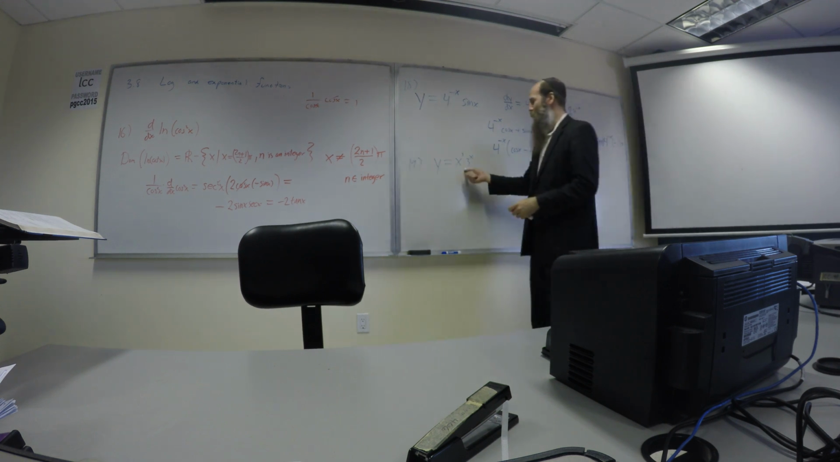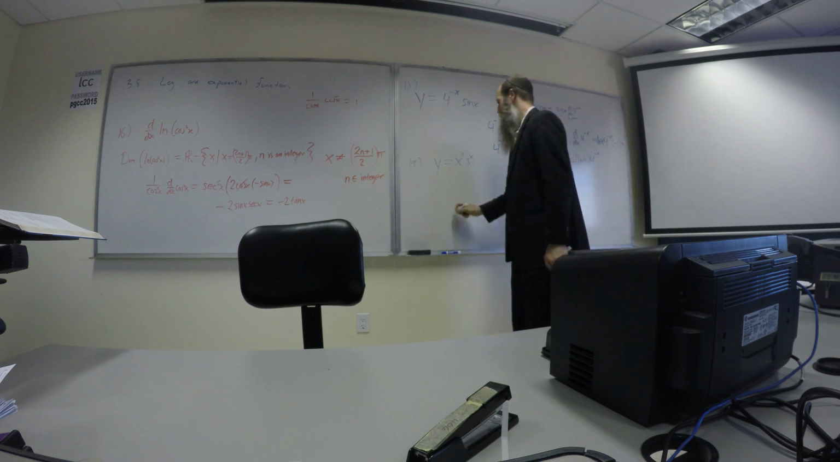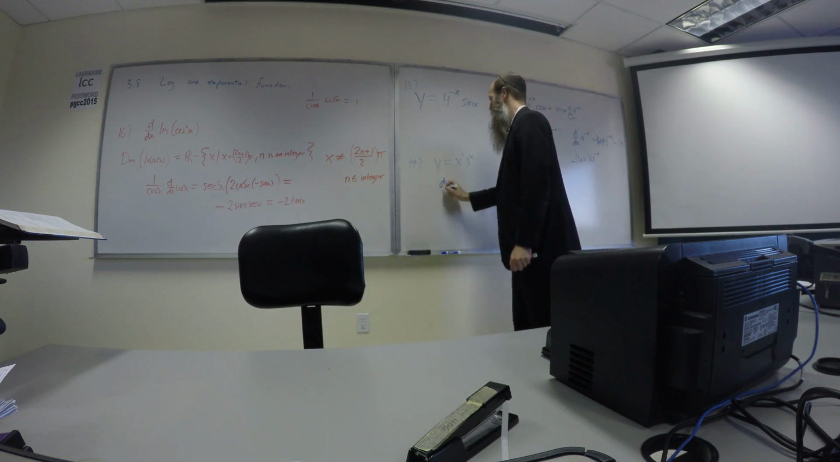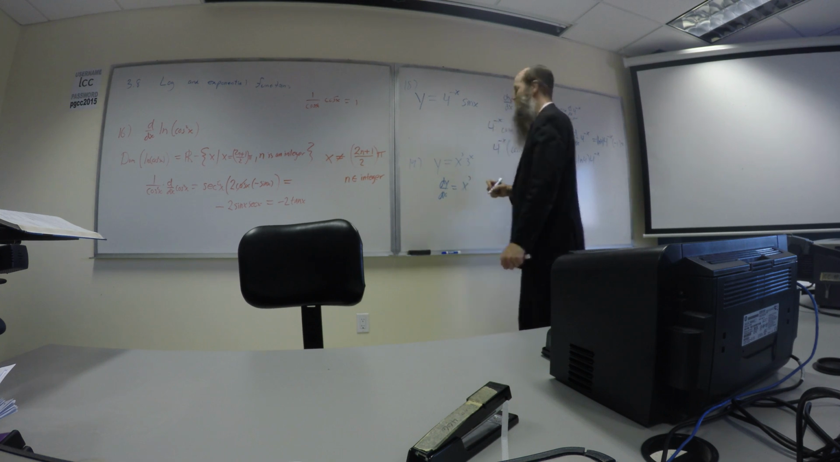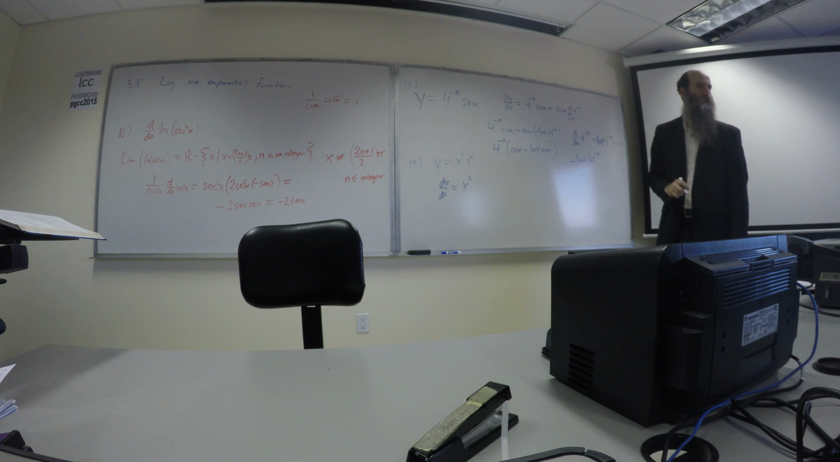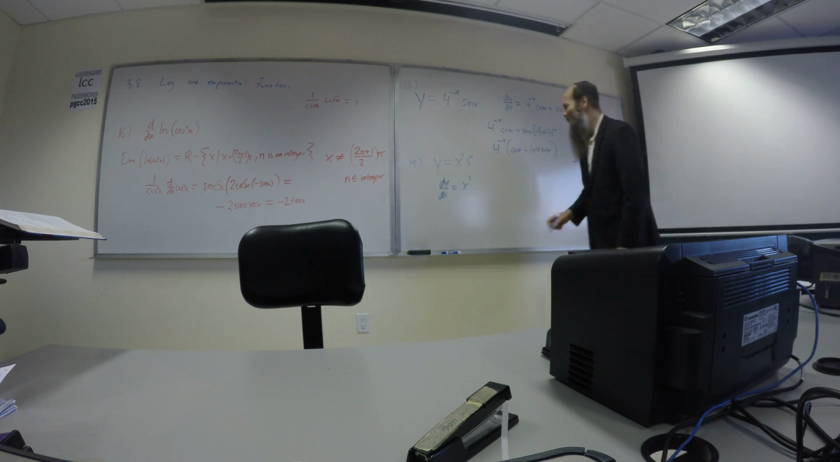Okay, so now we should be able to do this one, right? It's another product rule, no big deal. So first, x cubed times the derivative of the second. What's the derivative of the second?